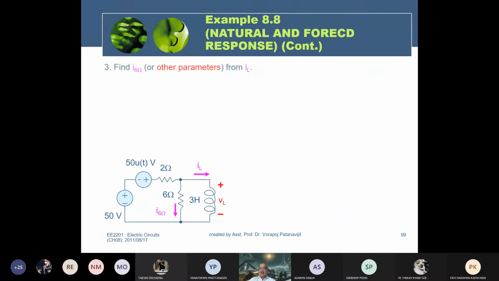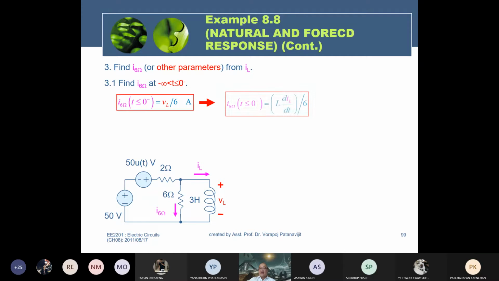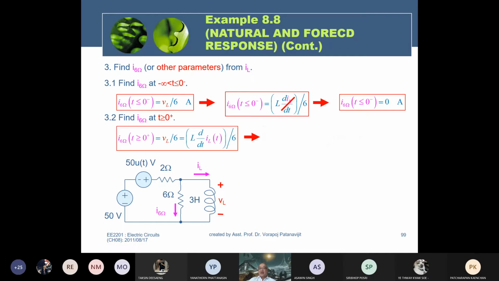Now, from another point of view, the question asks you for the current flow in the 6 ohm. For time less than 0, you can determine it from the circuit directly. You know that the inductor is short circuit, right? Therefore, no current flows in the 6 ohm resistor during that time. But for time greater than 0, the current flow in the 6 ohm equals the voltage across it divided by R. The voltage across it, express in terms of I, and you get here.